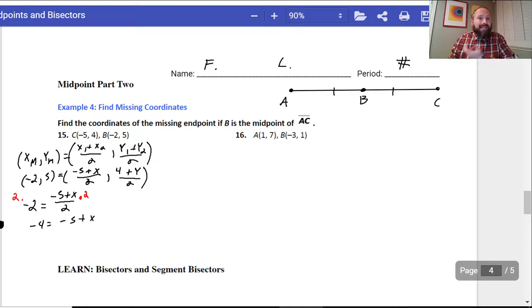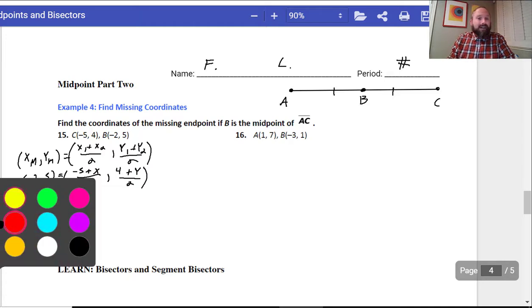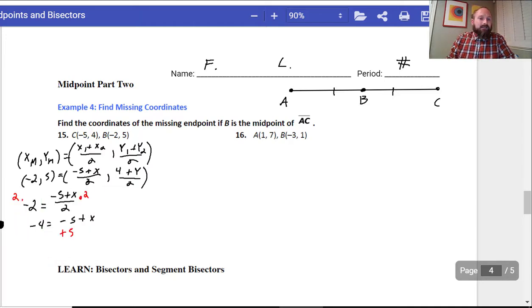Well, now I only have this -5 right there. So how do I get rid of that? I'm going to add 5 to both sides. Now you might be like, all right, -4 plus 5 is carry the 1, blah, blah, blah. Or flip it around: 5 minus 4 is 1. So I get 1 is equal to x. So if I have my answer box, I'm going to say, hey, A is 1 comma, and I don't have y yet because I only did one equation. So I have to figure out what y is equal to.